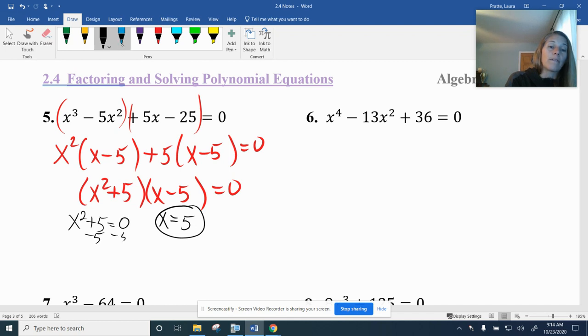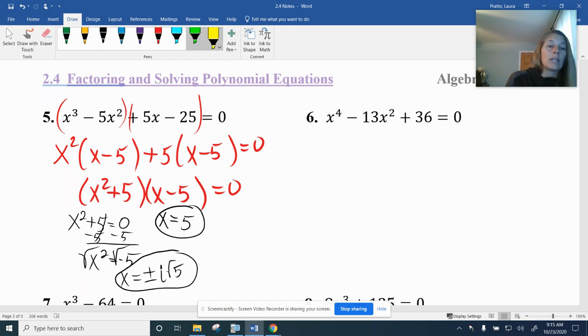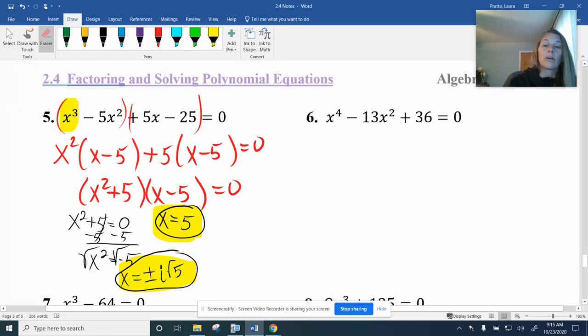If I subtract my 5, x squared equals negative 5, and then I would square root each of those, getting plus or minus i radical 5. Okay, so you can see it was a cubic polynomial. I had 1 real answer and 2 imaginary, giving me that total of 3. Okay, number 6, this time, oops, this is not a grouping problem because you only have a trinomial.